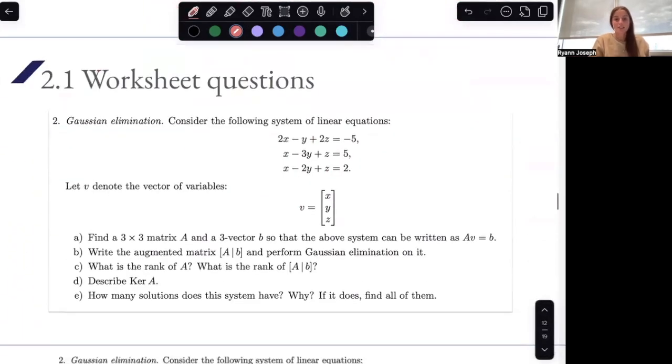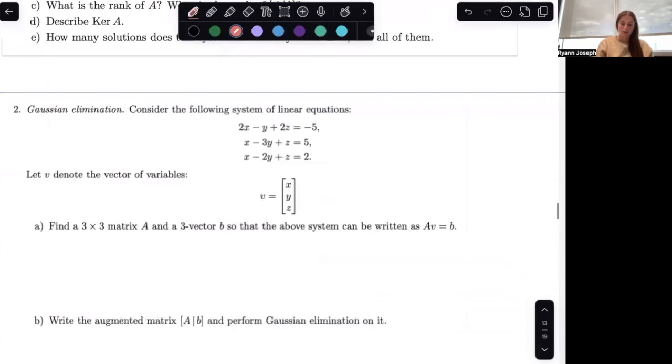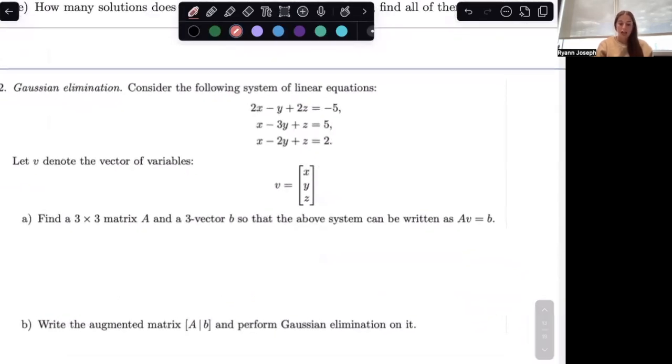Okay, last question for 2.1 worksheet questions. Consider the following system of linear equations. It's asking us to solve it as we did earlier. Let V be the set of solutions x, y, z. Find a 3x3 matrix A and a 3-vector B so that the above system can be written as AV is equal to B. So again, it's just finding the coefficient matrix and the B matrix.